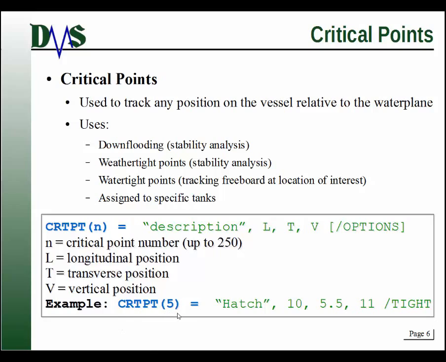Critical point number 5 is equal to, I'm telling you it's a hatch. And it's at 10 meters aft, 5.5 meters to starboard, and 11 meters above baseline. And I've specified an option here that it's a tight critical point, meaning it's a weather tight point. And I will point out also that these critical points, the coordinates, they're relative to the ship. So as the ship pitches, rolls, heels, when you're looking at all that changing for stability analysis, the critical point moves with the ship. And that's how it's tracking its position relative to the water plane.